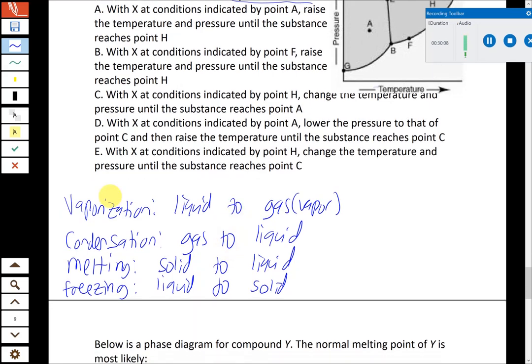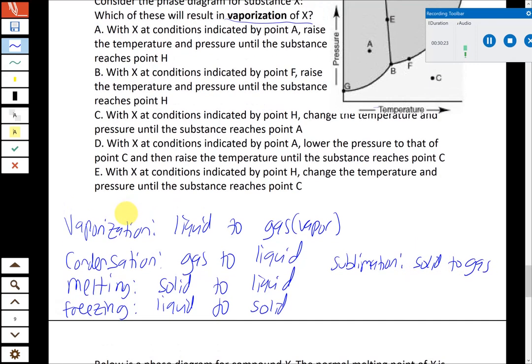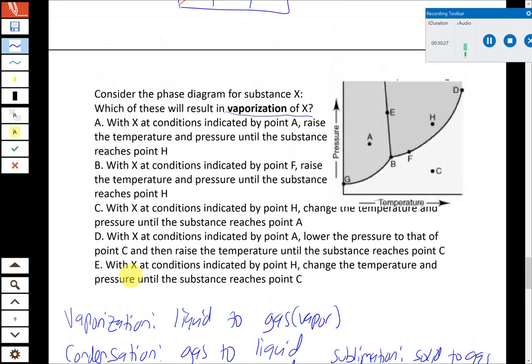And then the last one, which we don't always see, is called sublimation. And that's if we go from solid to gas. And this one usually works in both directions. Sublimation would be solid to gas or gas to solid. Usually it's solid to gas. There's not really a separate term for the opposite process. All right, but in this problem, we're looking for vaporization. So that means we want to find a place where we're starting at a liquid and changing to a gas. What process would lead to that?